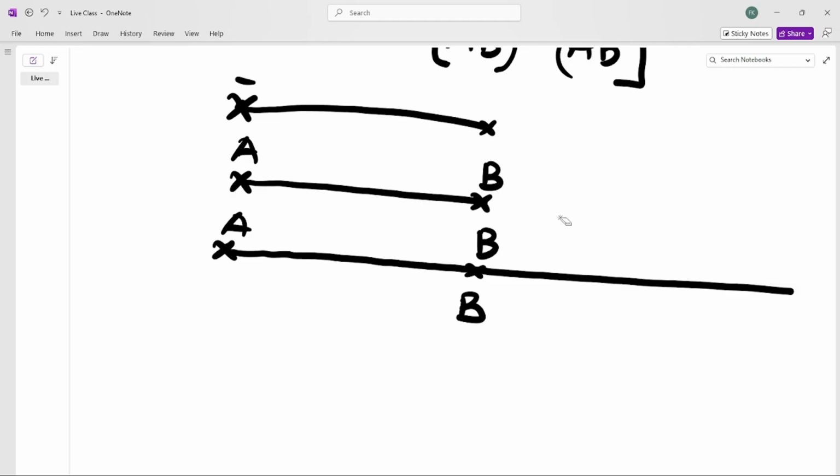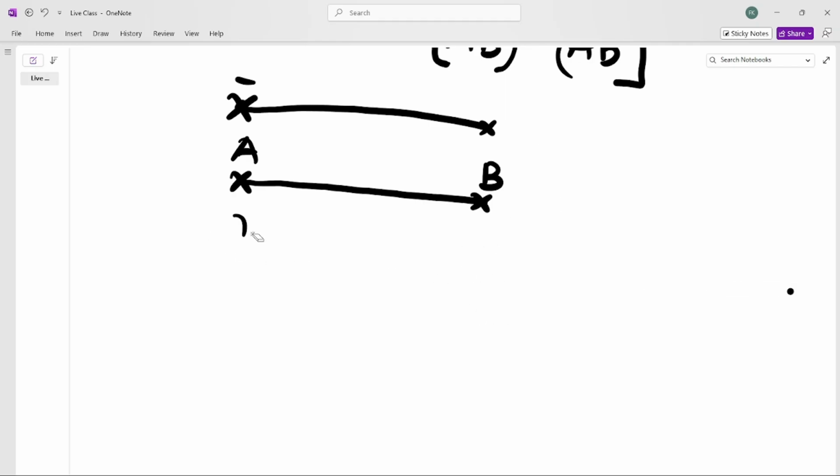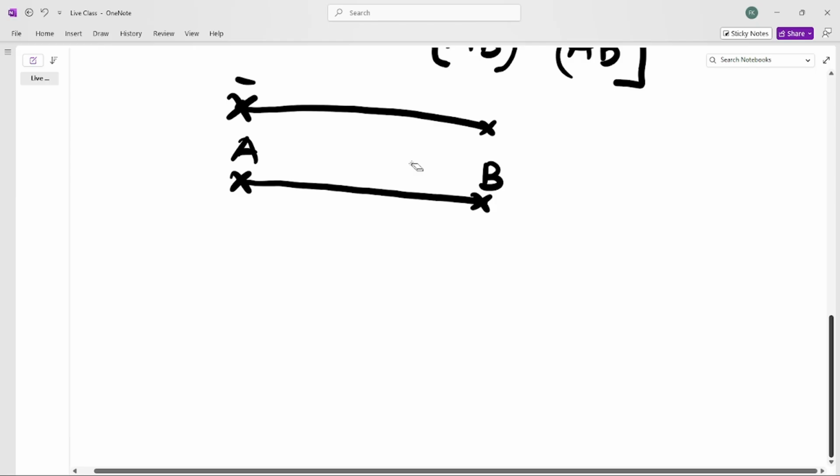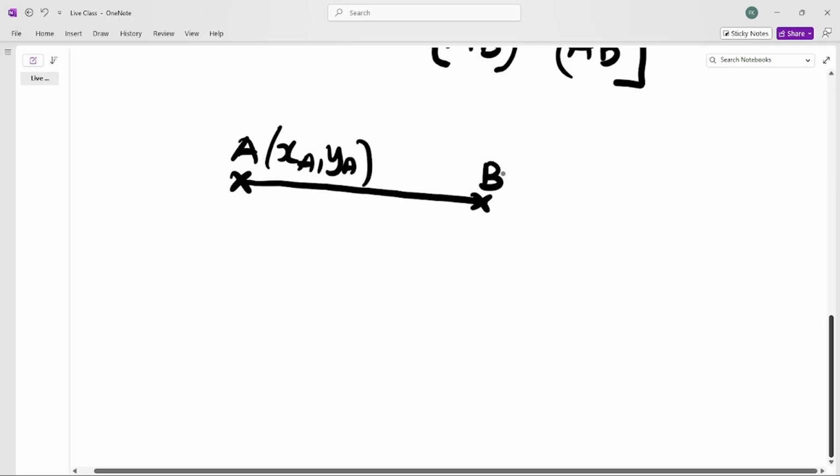Now, if you have a line segment, how do you know the distance between the 2 points? That becomes the next concern we want to tackle. So let's say we have x of a comma y of a, and the point B is x of b comma y of b. How do we know the distance between these 2 points?